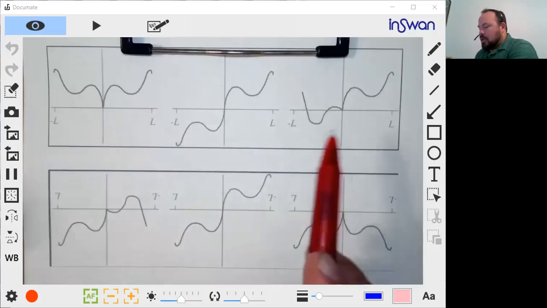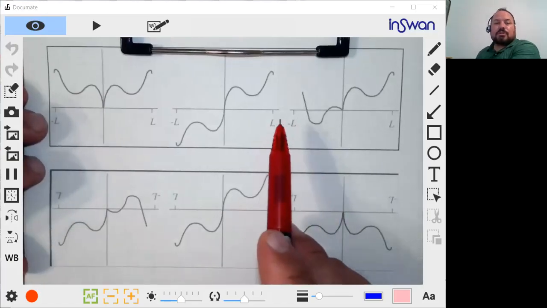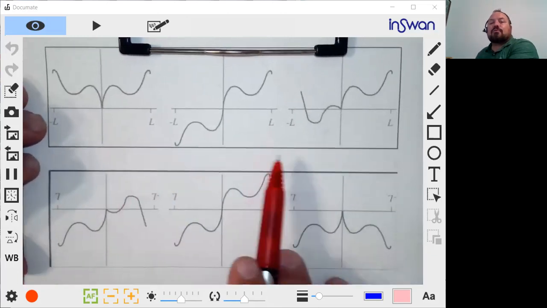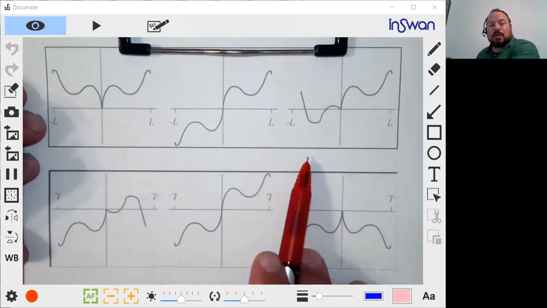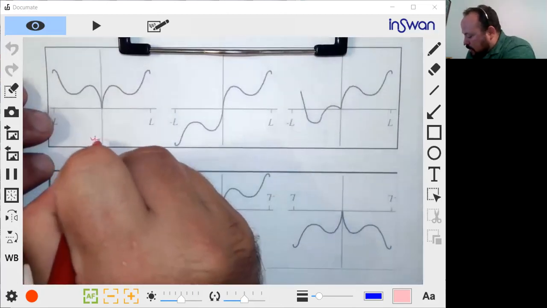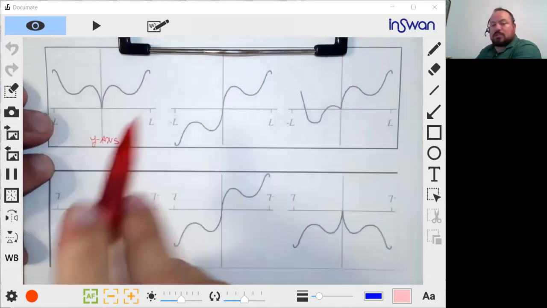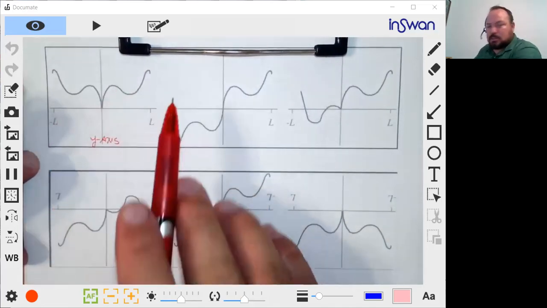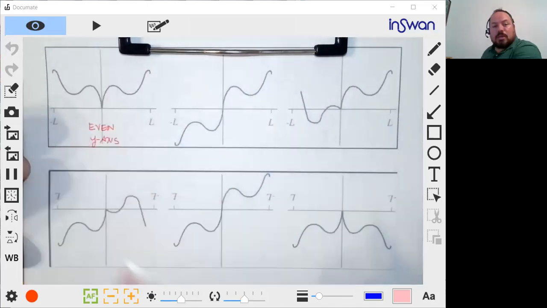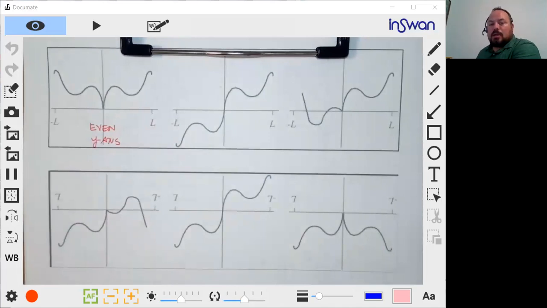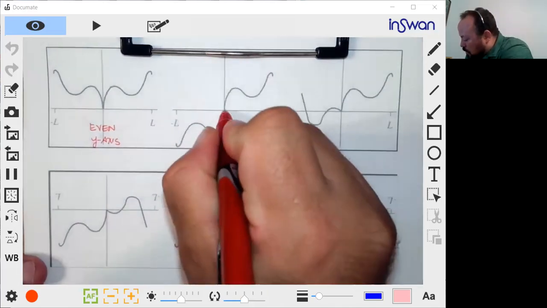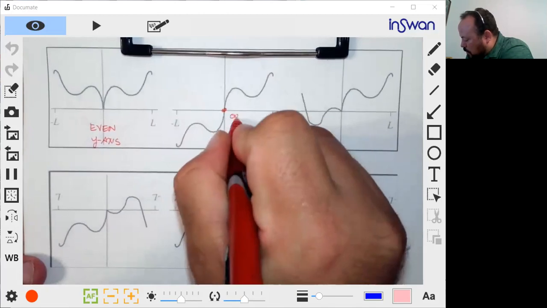Okay, so let's talk about even functions and odd functions, and in particular, what the symmetry for the graphs looks like. If I have a y-axis symmetry, if I have this symmetry in the y-axis, we call this even. Okay, and if I have this rotational symmetry in the origin, right?